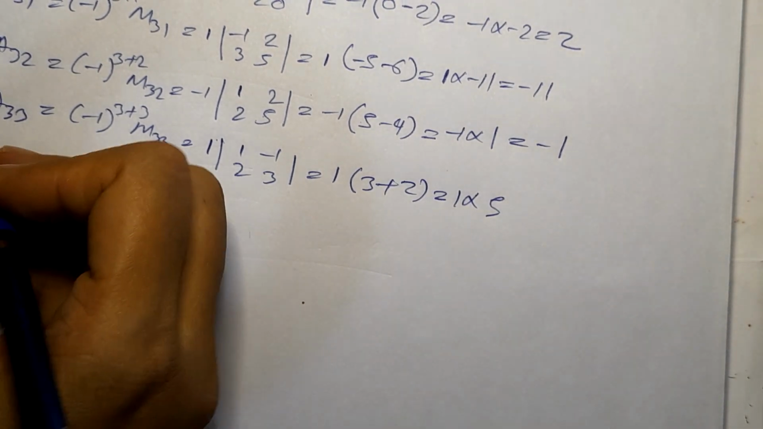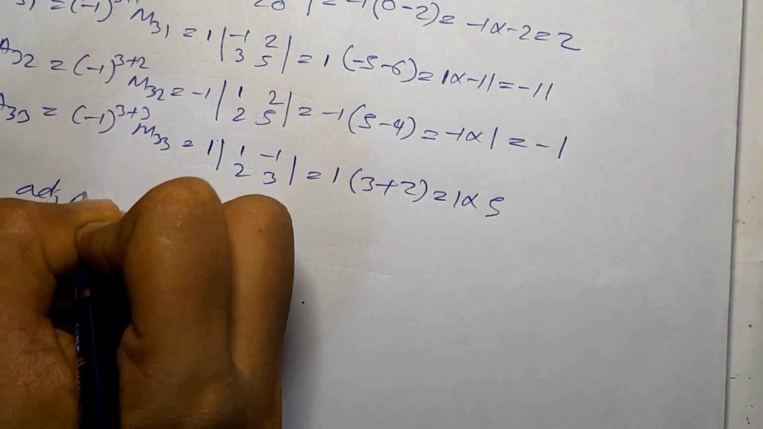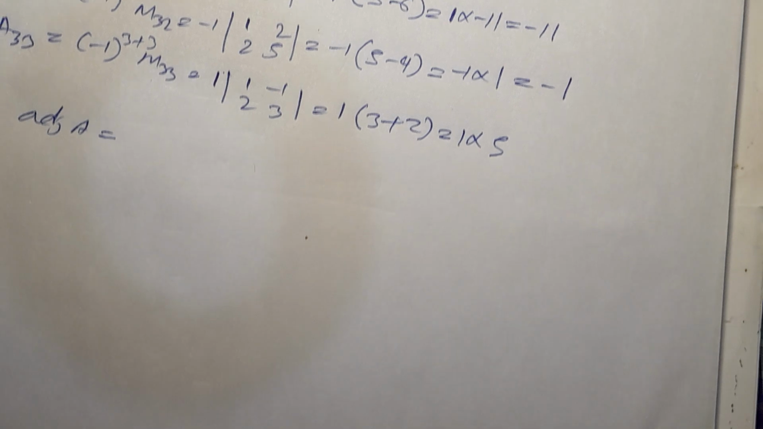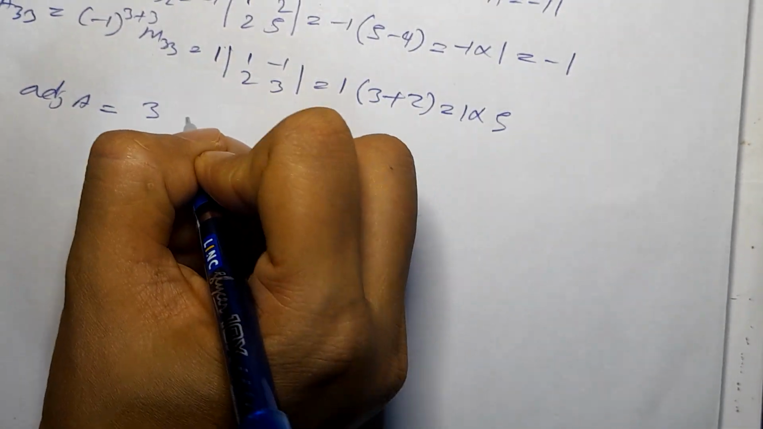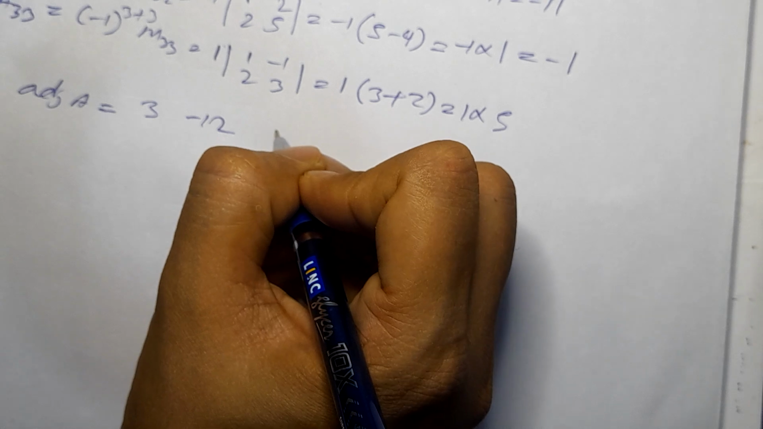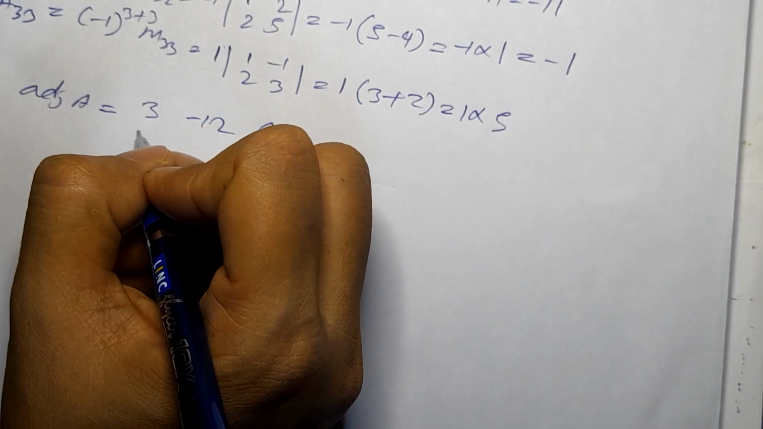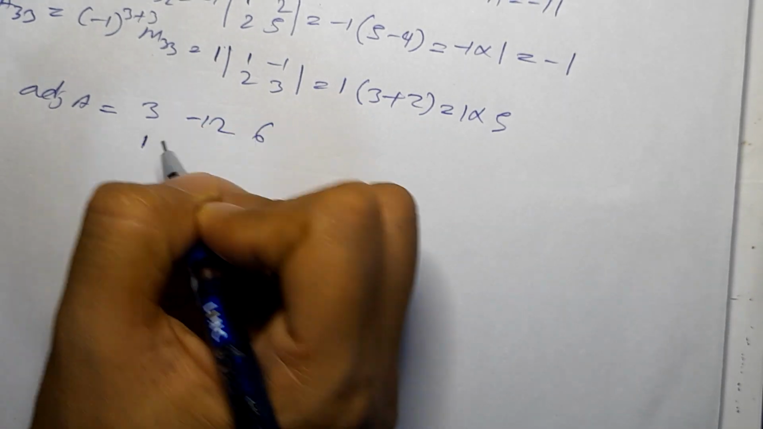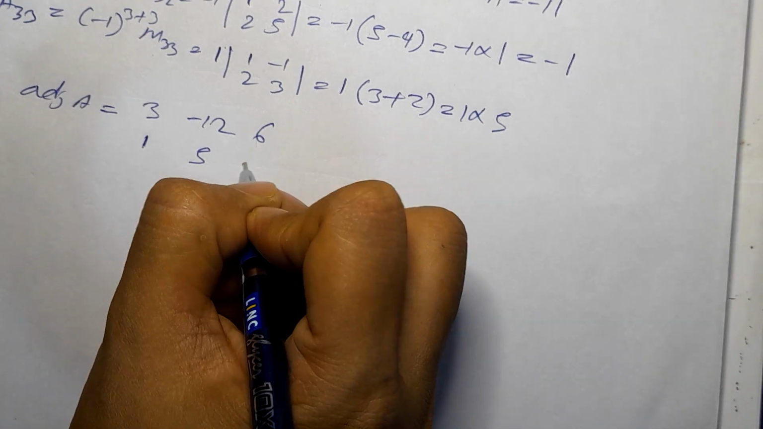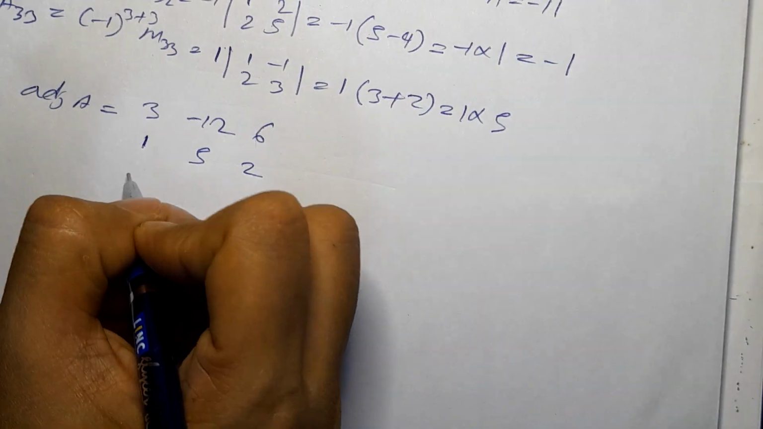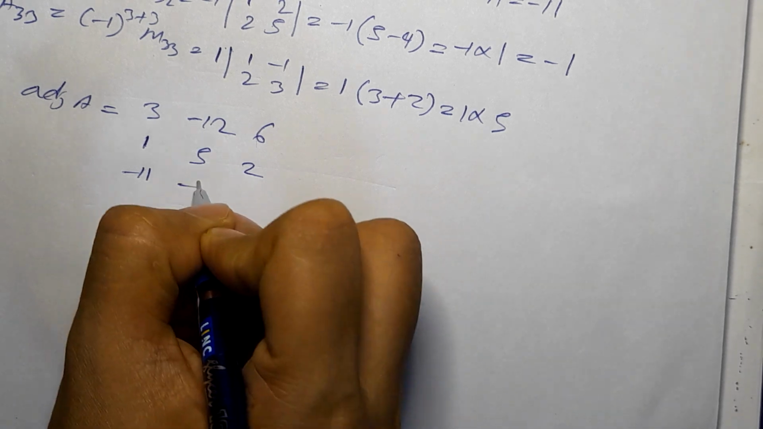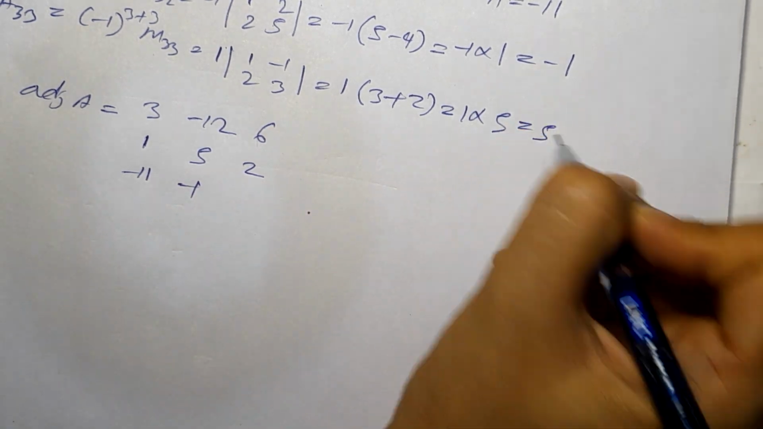First, the adjoint of A is equal to: A11 is 3, A12 minus 12, A13 6, A21 1, A22 5, A23 2, A31 minus 11, then minus 1, equal to 5.